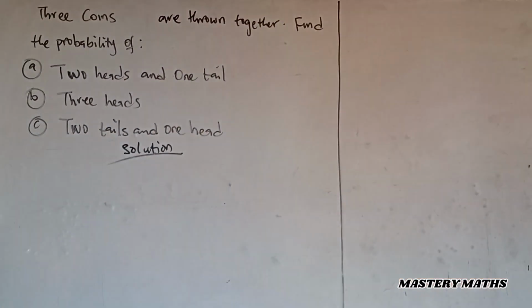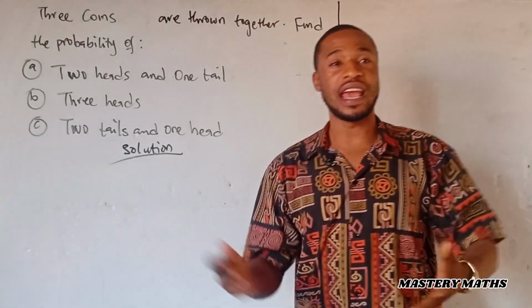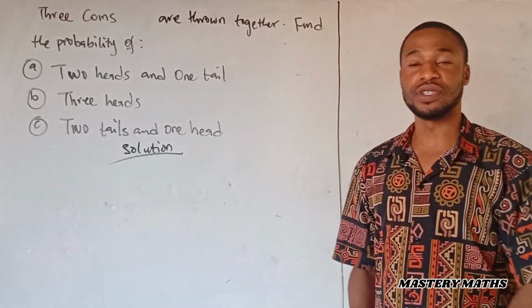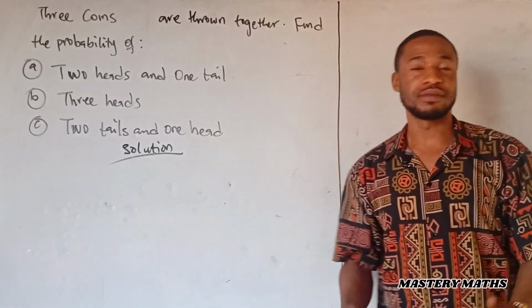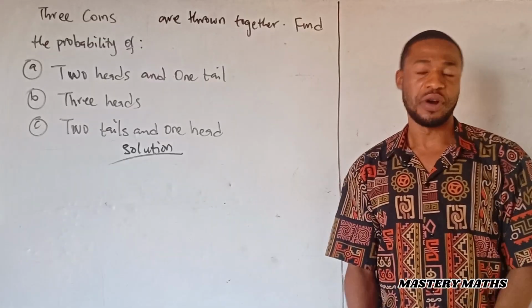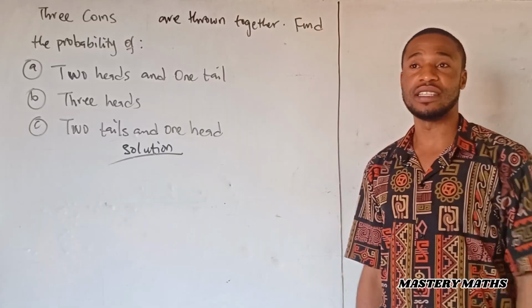This is called the theoretical probability. It has to do with coins, head and tail, that when a coin is being tossed, it produces a head or a tail. And some students will be like, how does a coin have a head? Does a coin really have a head or a tail? A coin has a head and a tail.